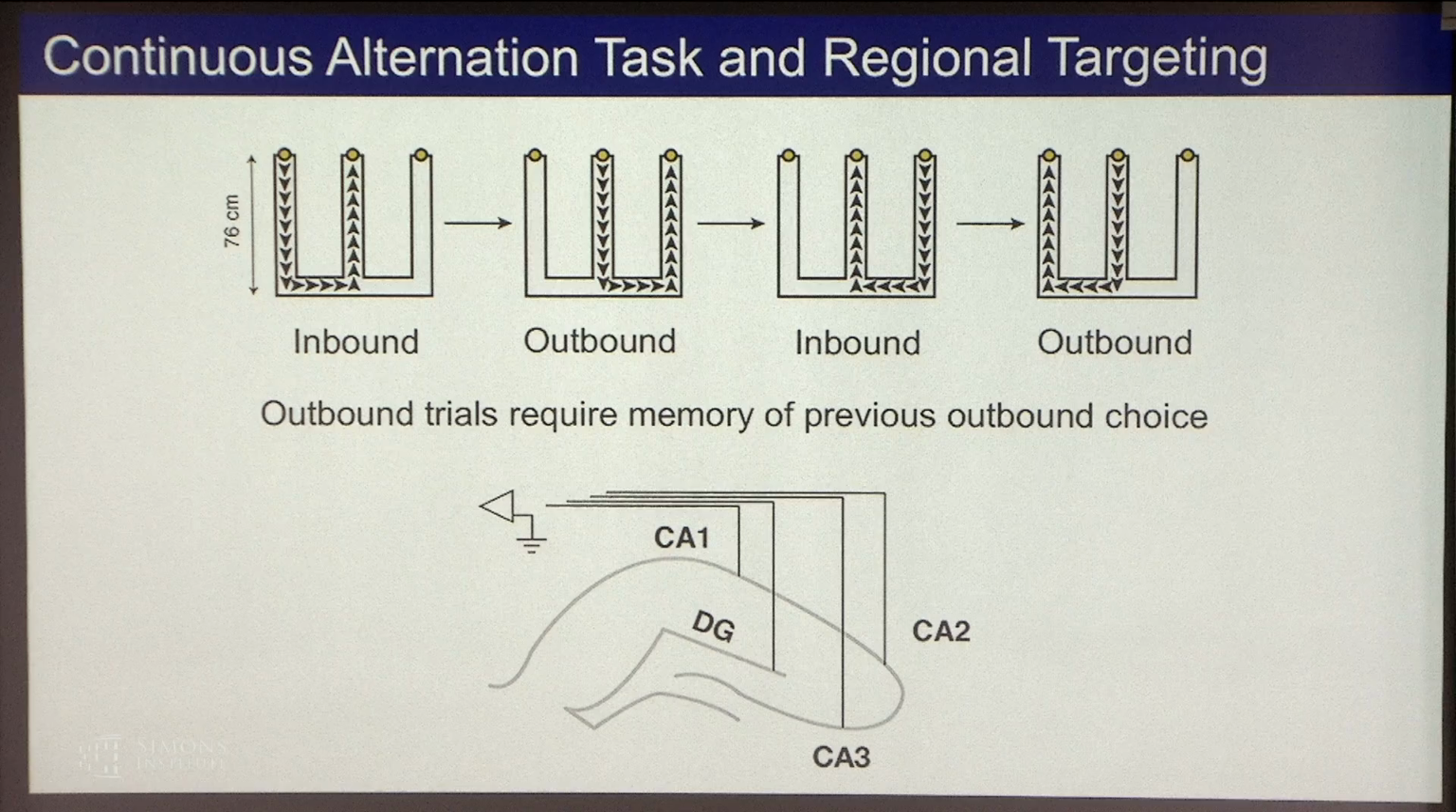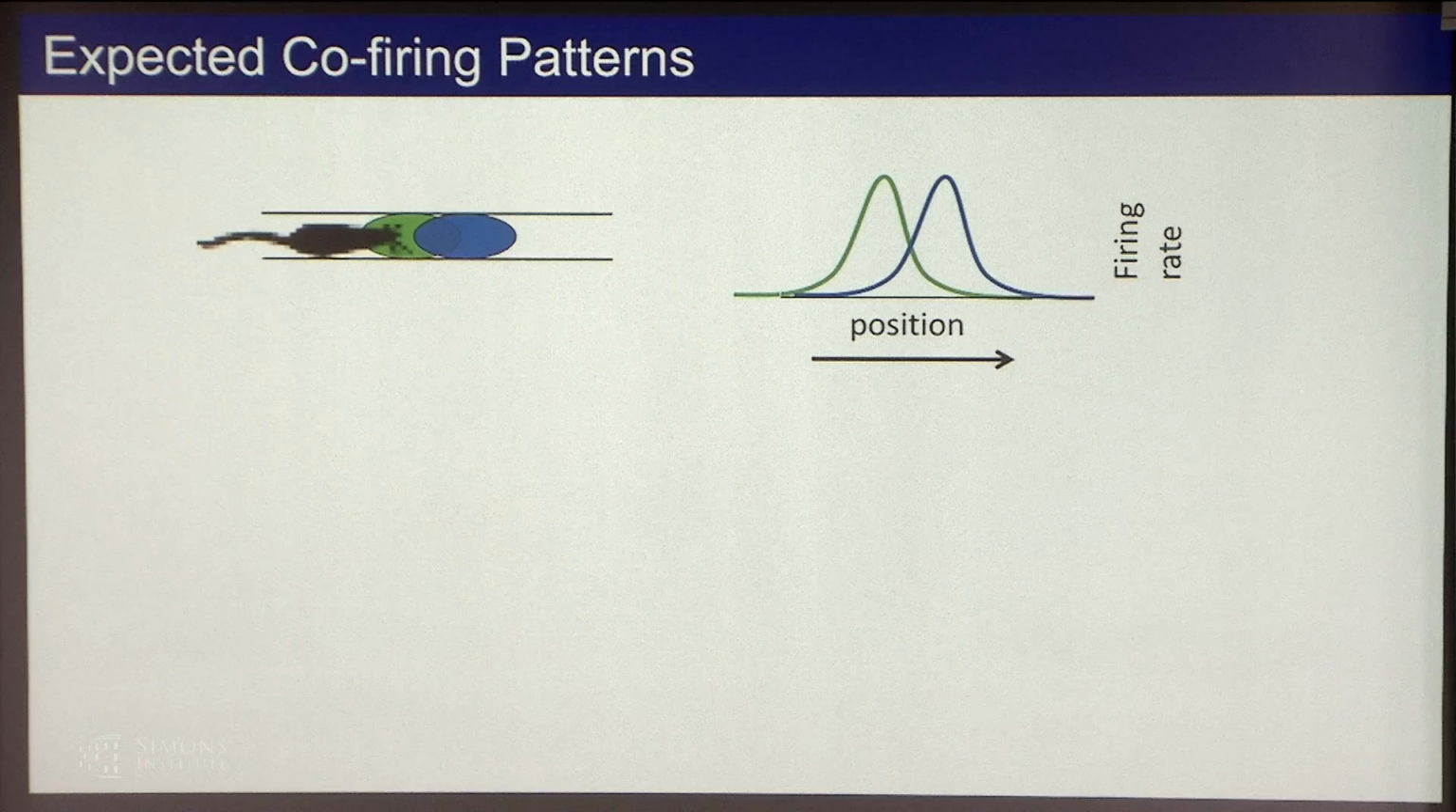OK, so let's ask, what do we expect to see based on our canonical understanding of these events? Let's imagine we have an animal on a linear track here, and these are the representations of two place fields where these cells are active. So we might see firing patterns like this. The green cell would fire first, and then the blue cell. This is just standard place cell graphing.